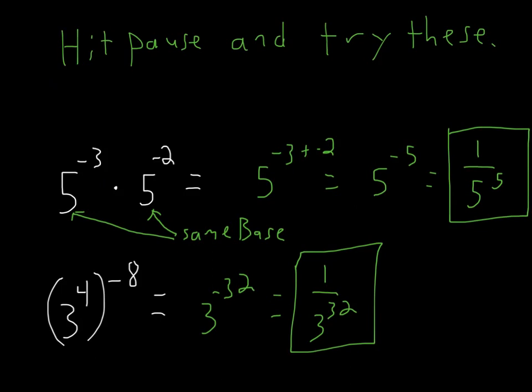The one right below, 3 to the 4th power, all to the power of negative 8. That's my powers of a power rule where I just multiply those exponents. Negative 8 times 4 is negative 32. When I'm looking at 3 to the negative 32nd power, just like before, I go 1 over, base goes there, exponent becomes positive and goes right there. That's it. That's zero and negative exponents.